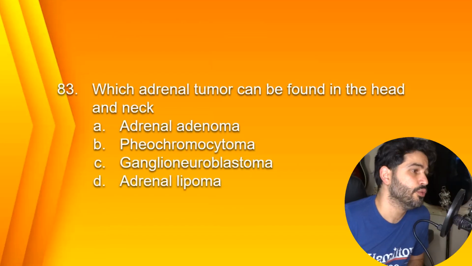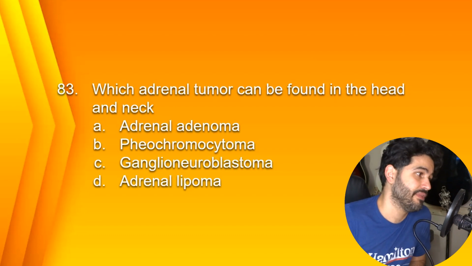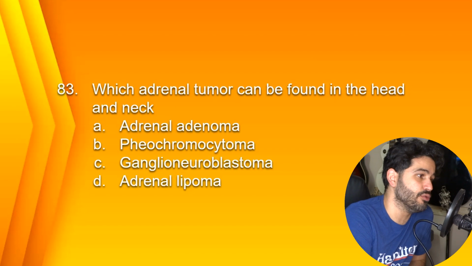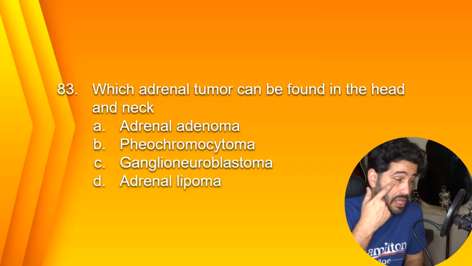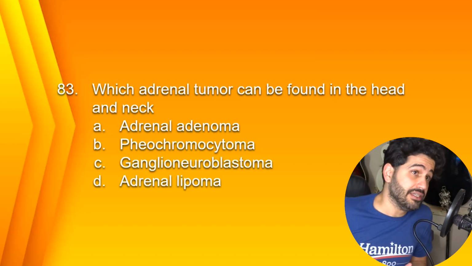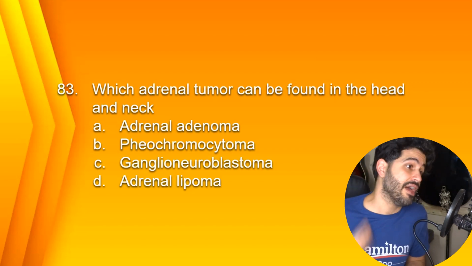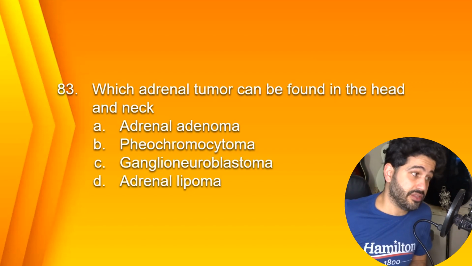Number 83. Which adrenal tumor can be found in the head and neck? A, adrenal adenoma. B, pheochromocytoma. C, ganglioneuroblastoma. Or D, adrenal lipoma. So this is an adrenal tumor, or a tumor made up of similar tissues as the adrenal gland, found in the head and neck. All right, so adrenal adenoma is within the adrenal gland.